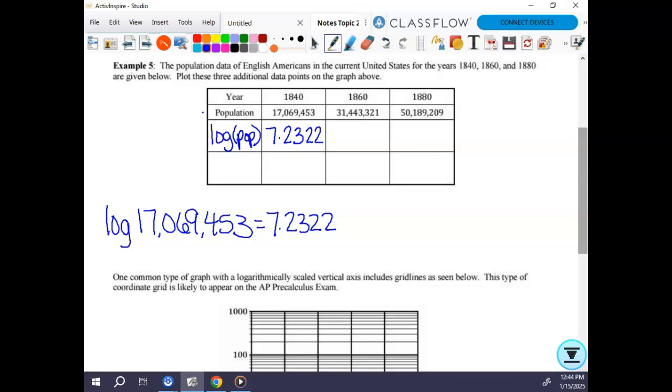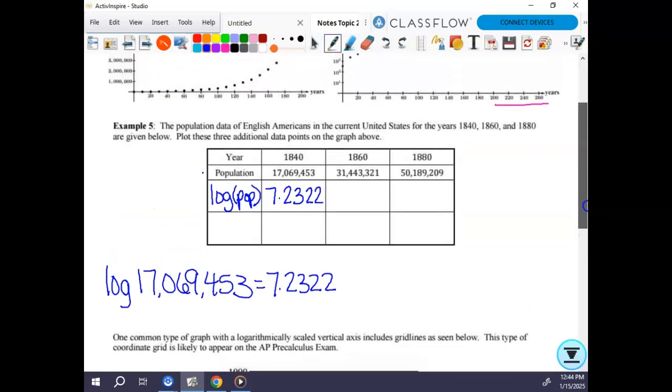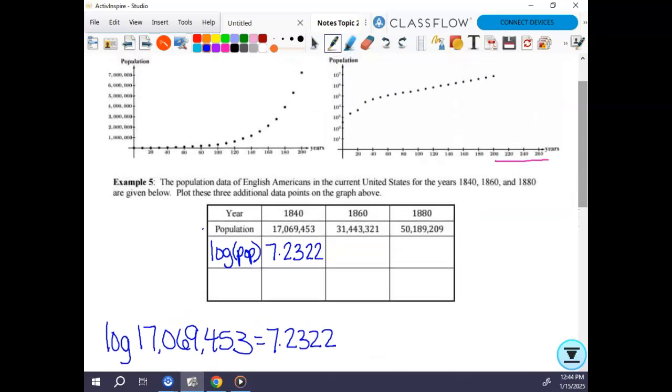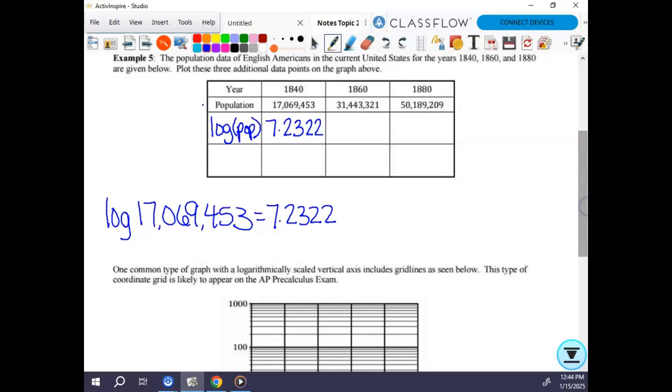Now, those two numbers are not the same numbers. They don't represent the exact same thing. If I go to my logarithmic graph, 7.232 would be down here, so that's not what I'm actually graphing up there. Remember, if we're going to rewrite these in exponential form, they mean the same thing. The base of that log is 10. So 10 to the 7.2322 power is 17,069,432. Does that make sense for just rewriting and converting?